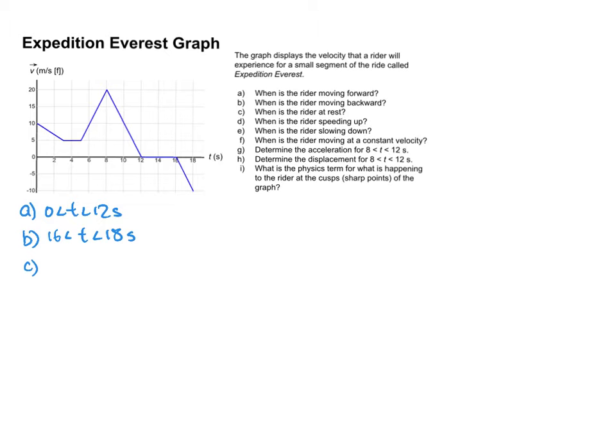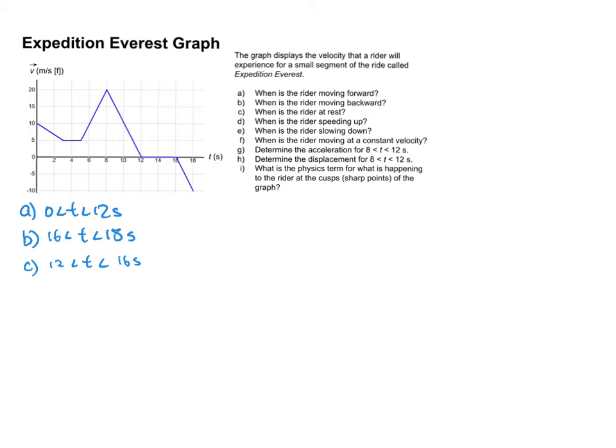Part C. When is the rider at rest? So we are looking for zero velocity. We're looking for a zero velocity for when the rider is at rest. And that happens from 12 to 16 seconds. So don't think that from 3 to 5 seconds the rider's at rest, because from 3 to 5 seconds, even though the line's horizontal there, it actually has a value of 5 meters per second forward. So it is moving at that segment.